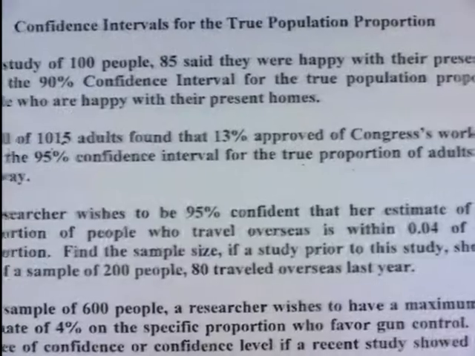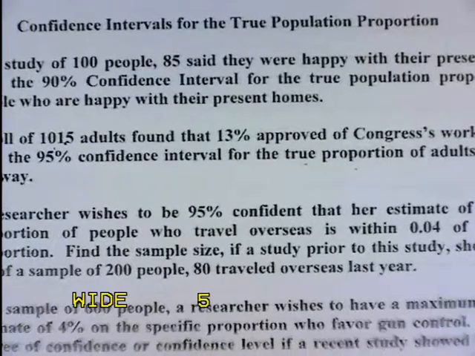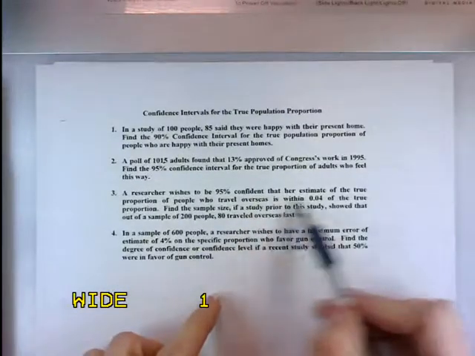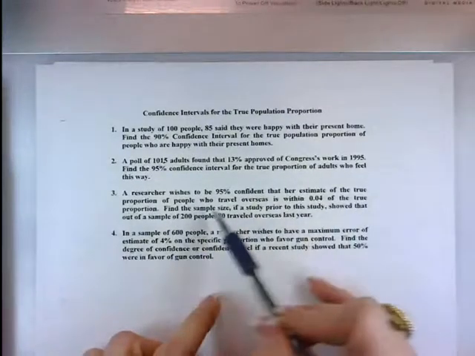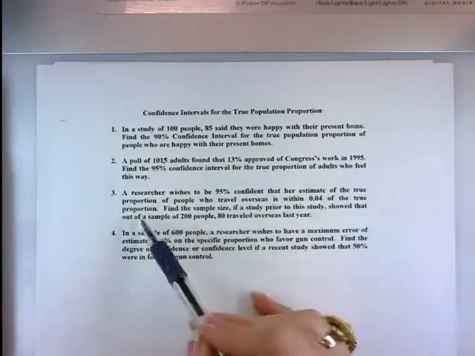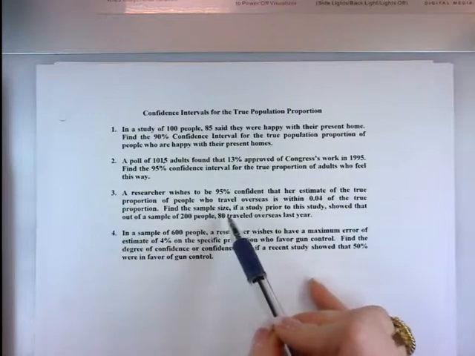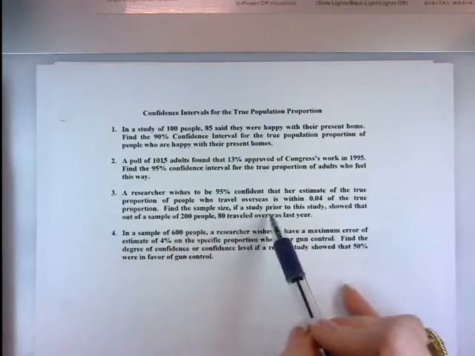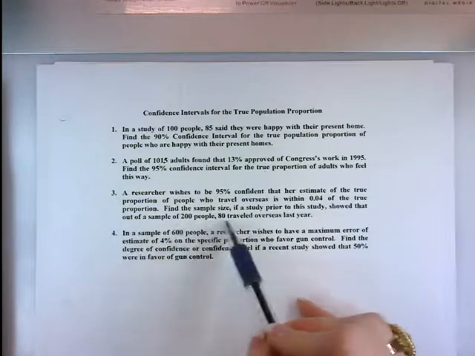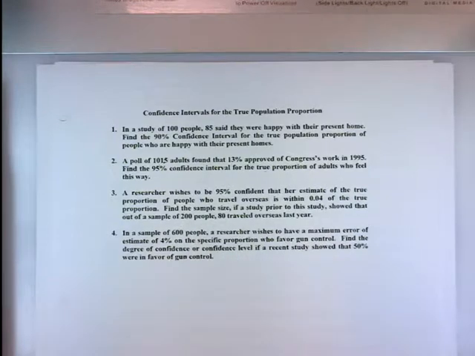This is a sample size question. A researcher wishes to be 95% confident that her estimate of true proportion of people who travel overseas is within 0.04 of the true proportion. Find the sample size n if in a study prior to this study it showed that out of a sample of 200 people, 80 traveled overseas. A lot going on, so let me show you.